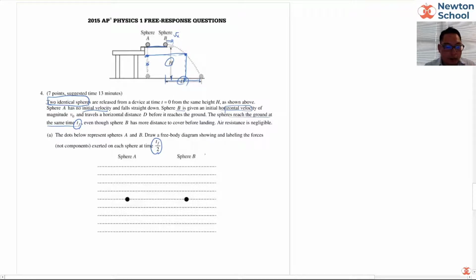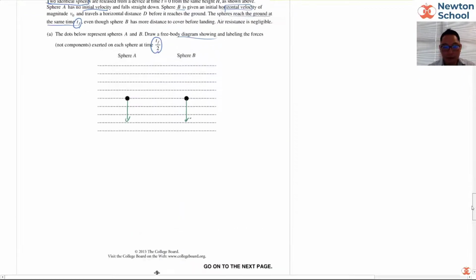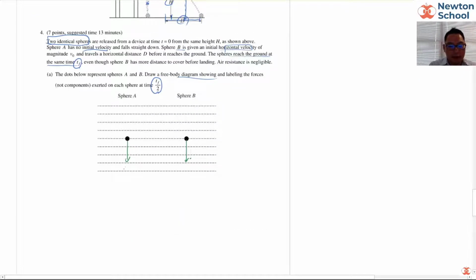All right, now draw the free body diagram. The only thing they have is mg, so I'll just write mg here. That was it. So you can say force of gravity, force of gravity.